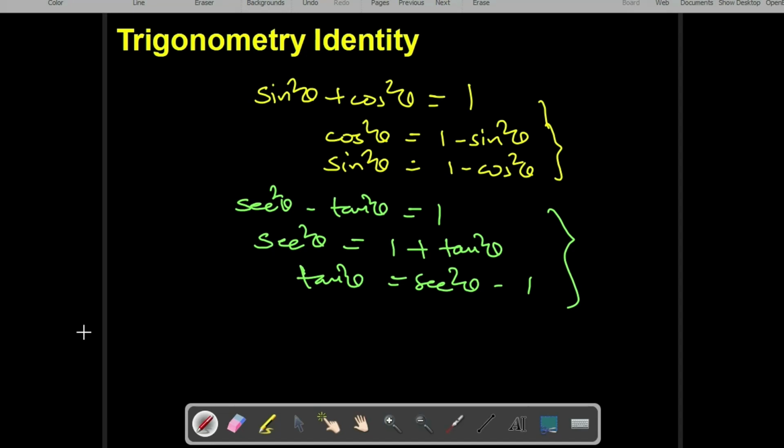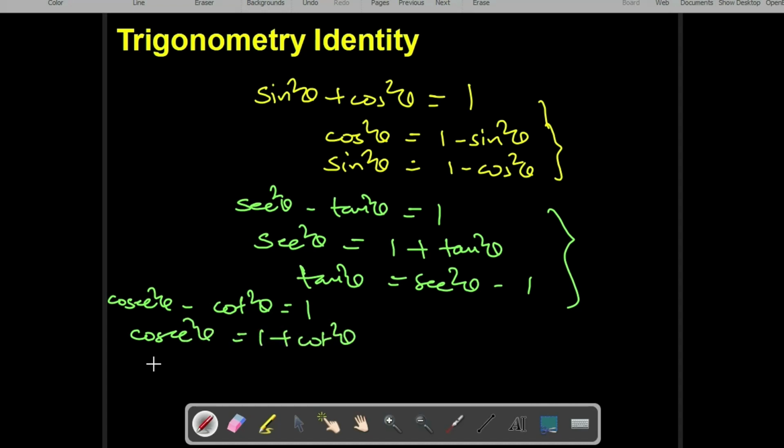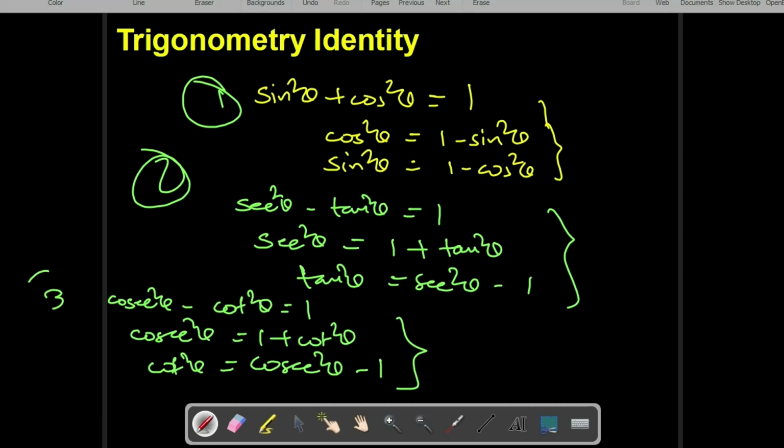Third one is between cosec and cot. We can write in a similar way, cosec square theta minus cot square theta is equal to 1. And we can write another way, cosec square theta is equal to 1 plus cot square theta. Or cot square theta is equal to cosec square theta minus 1. So this is another set of the values. These are the three important sets of trigonometric identities which we need to remember. 1, 2 and 3. Sin square theta plus cos square theta is equal to 1. Sec square theta minus tan square theta is equal to 1. And cosec square theta minus cot square theta is equal to 1.